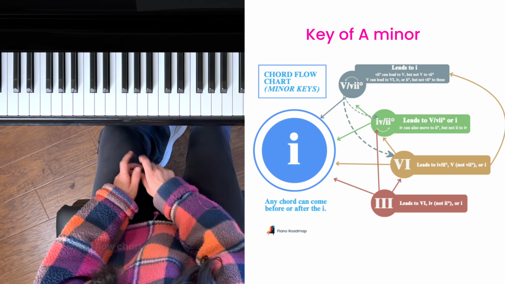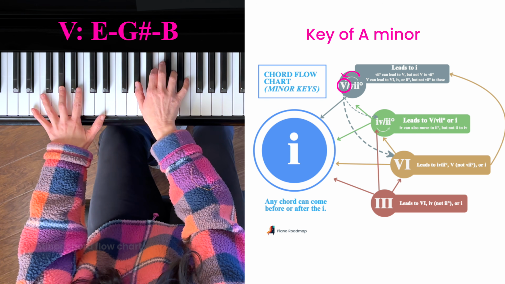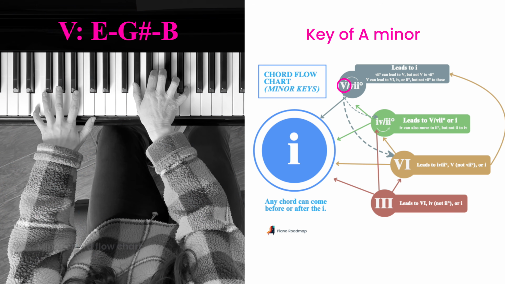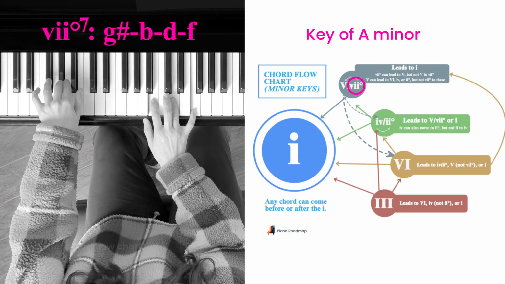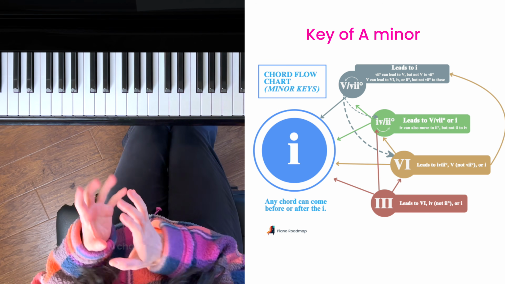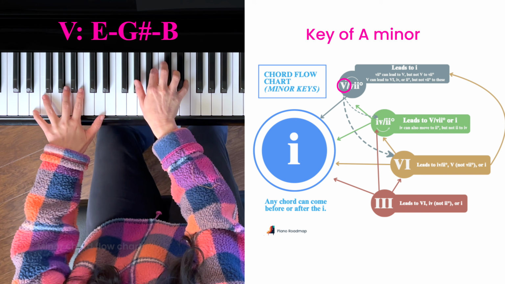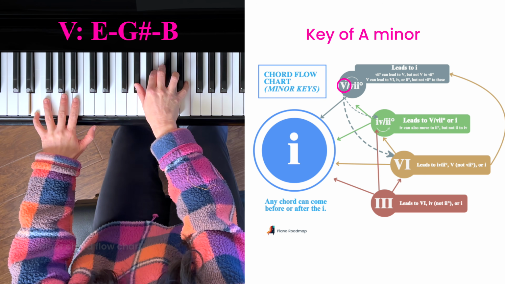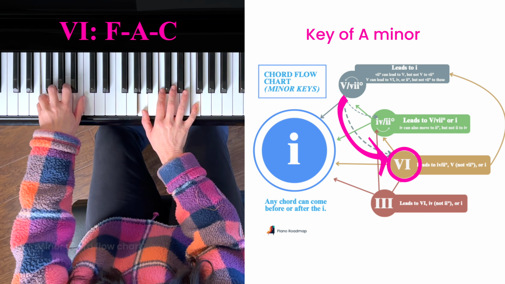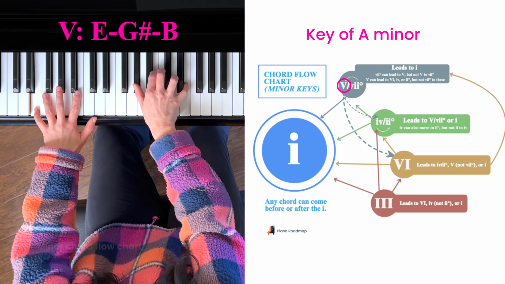Also note that the 7 diminished can move to the 5, but not really the 5 to the 7. Again, some rules can be broken, but this is just standard Western classical music style. Some other options from the 5 include hopping back down to the 6 as kind of a little surprise, or to the 4.